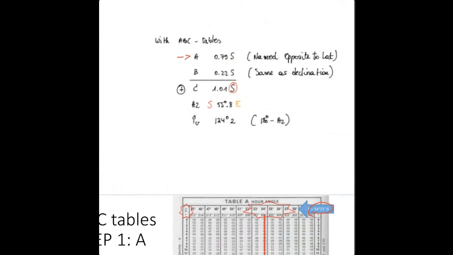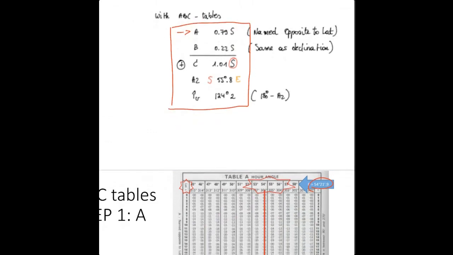Okay, so it's mentioned correctly here, but on the pages of the novice, I forgot to change the signs with the values of last year. Okay, so then if A is south and B is south, we have to add A to B or B to A in order to obtain C, and C takes the sign of the greater, so in this case it's south.